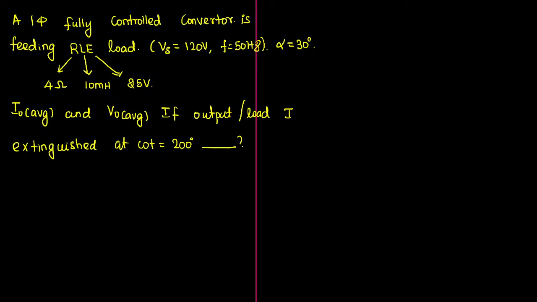For a fully controlled rectifier, you all know the general formula. How will you write it? The general formula for V naught average for a single phase fully controlled converter is 2Vm by pi into cos alpha. Sir, that is correct. And I told you that formula is common for all types of load when the conduction is continuous.